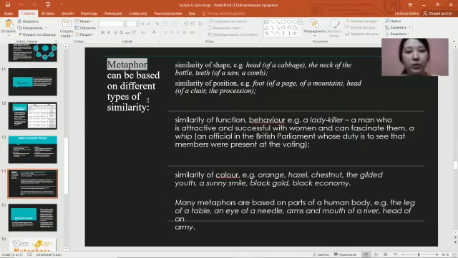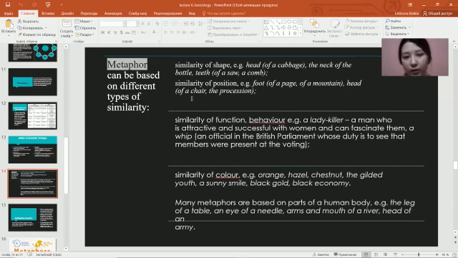Metaphor can be based on different types of similarity. For example, similarity of shape. For example, head of a cabbage. Cabbage actually does not have a head. It means the upper part of the cabbage. The neck of the bottle. Again, the bottle does not have an actual neck. Teeth of a saw or a comb.